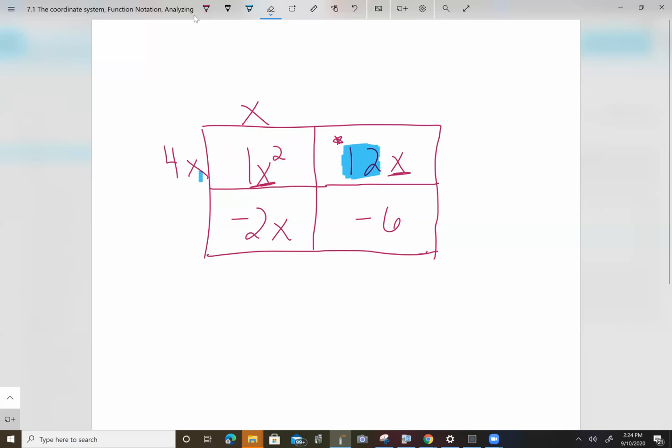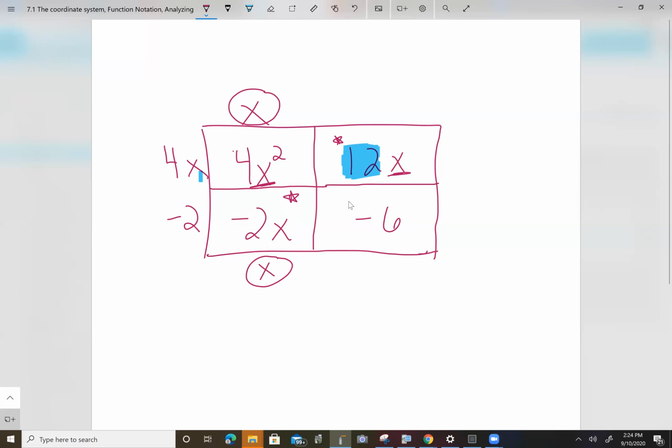This is a 4. Okay. Now that I know I have x up here, I know that it's the same down here. And I can ask myself, if the inside of this box is negative 2x, and I know this side is x, this side must be negative 2. Because that's the only thing that's going to give me negative 2x inside the box.